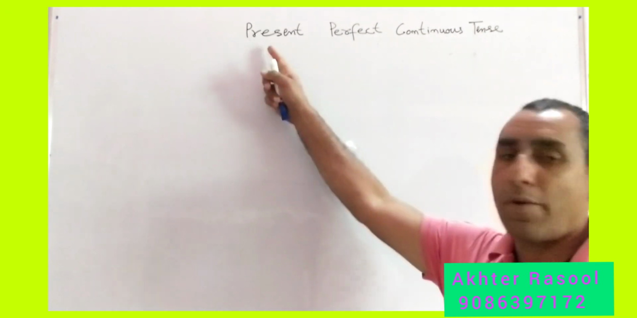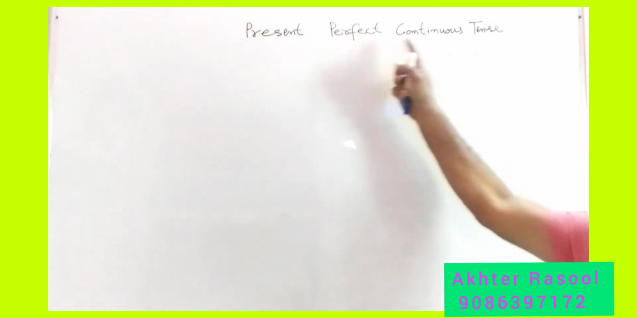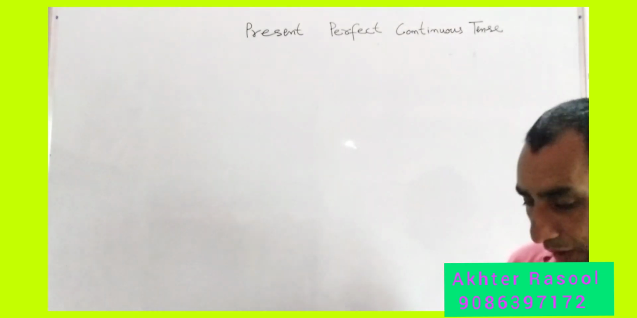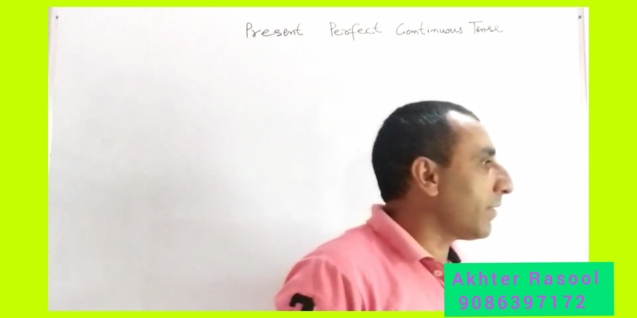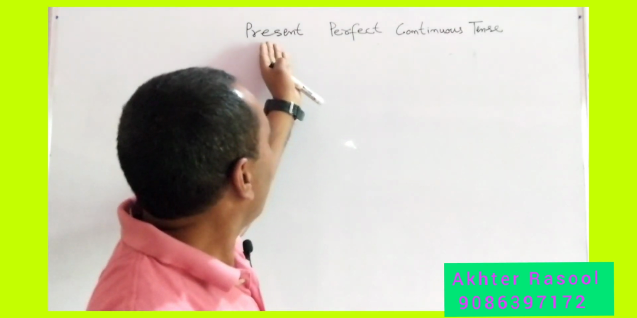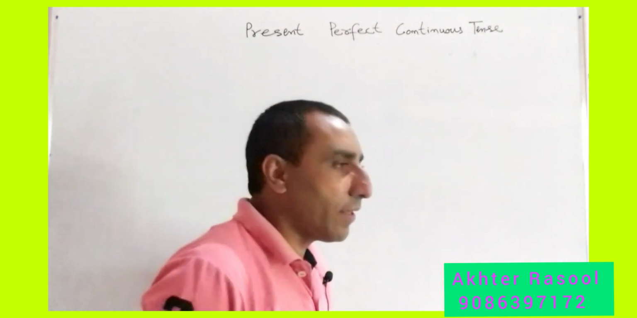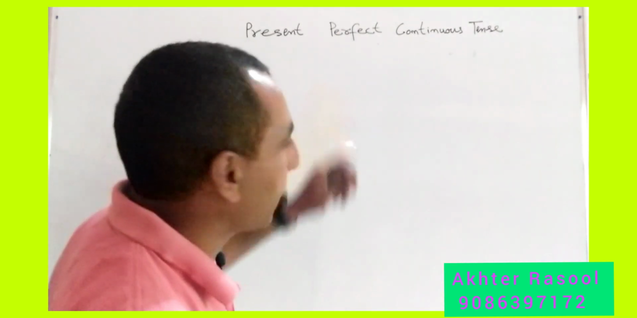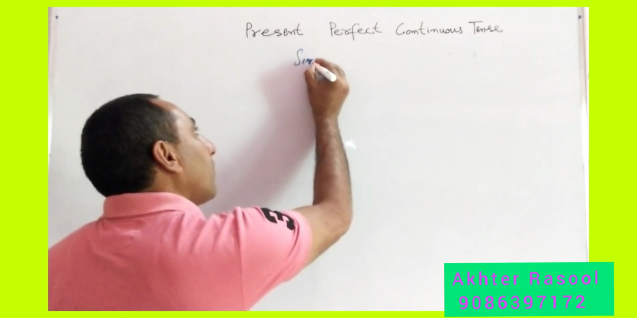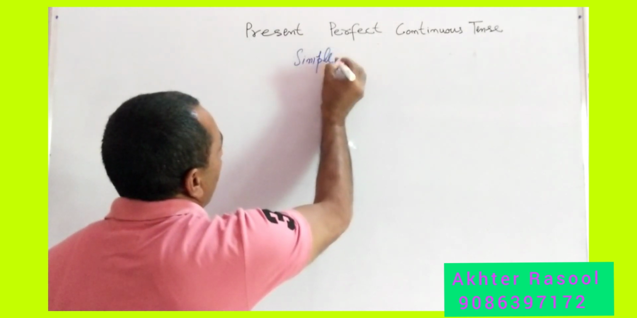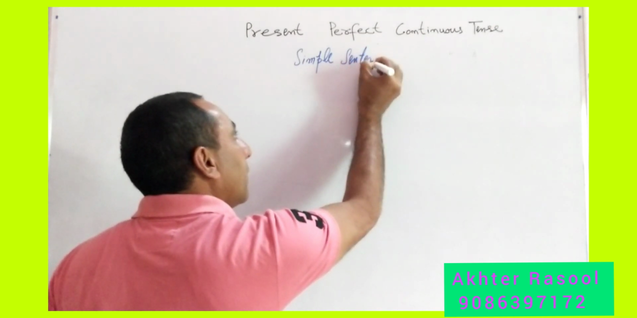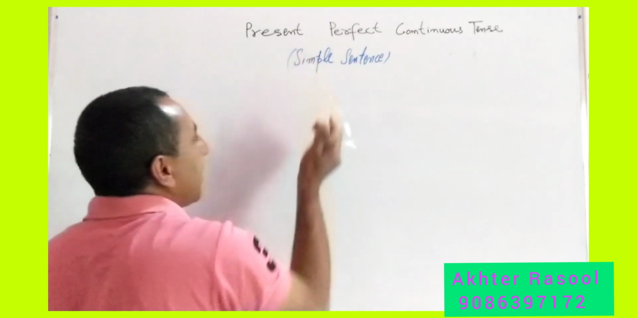Today we are going to talk about present perfect continuous tense. Before this, I gave lectures on present simple, then present continuous, and present perfect. Today we are going to talk about present perfect continuous tense. It's our last kind of present tense. Firstly, the simple sentence. Simple means sada.